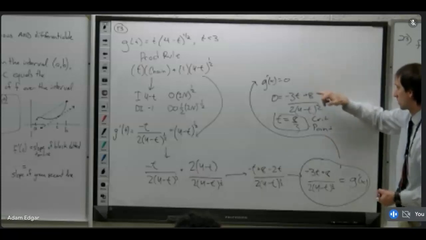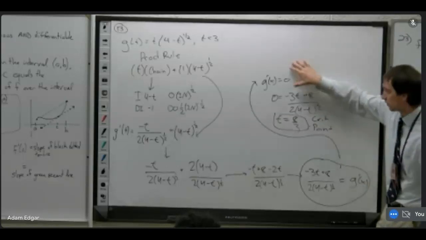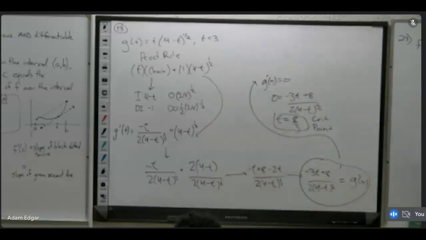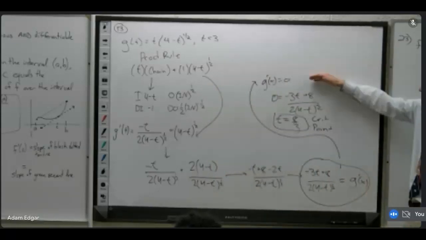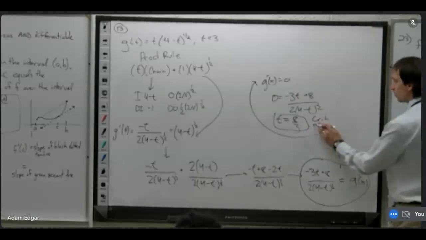All right, so the critical value is any value that makes the derivative 0 or undefined. So you get your derivative, your product chain rule, and then once you have your derivative, set it equal to 0 and solve, and that gives you a critical value or a critical number.